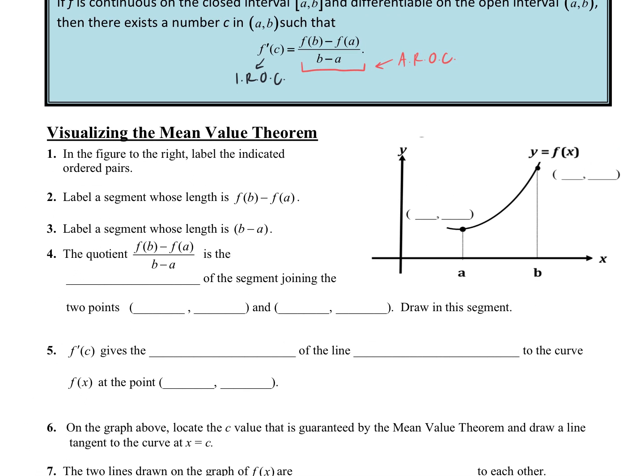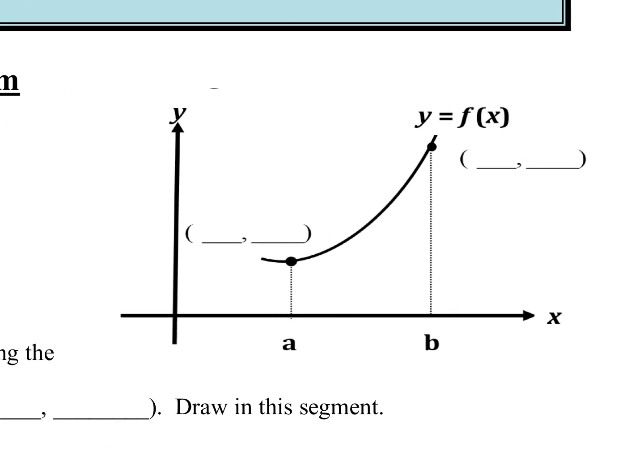Okay, so we've got a picture over here that's going to help us figure out what these things are. So in this figure on the right, label the indicated ordered pairs. So I've got a point at A. If I was labeling this point, this would be the point A, f of A. And this would be the point B, f of B.